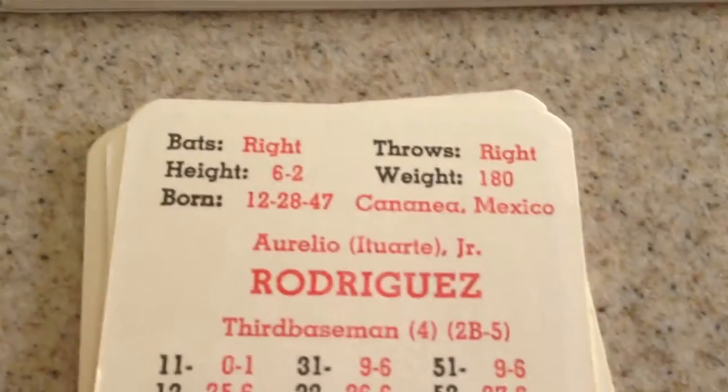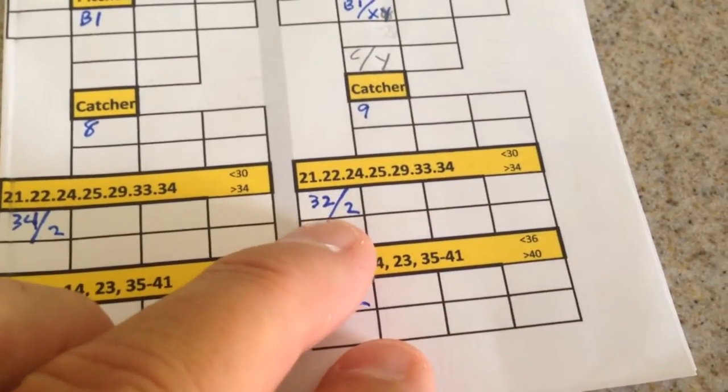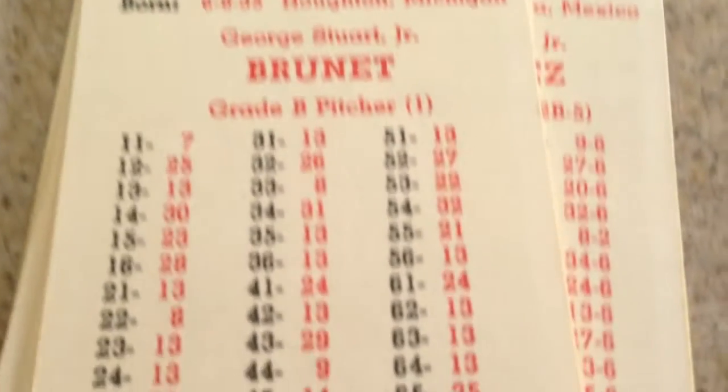So here we go, top of the sixth. Rodriguez up. 61 is a 24. 24 is under the infield fielding numbers, which is a 2. 24 is out at first to the shortstop. One away. Pitcher Brunet doing a good job so far for the Angels. 42 is a 13. We know 13 is a strikeout.